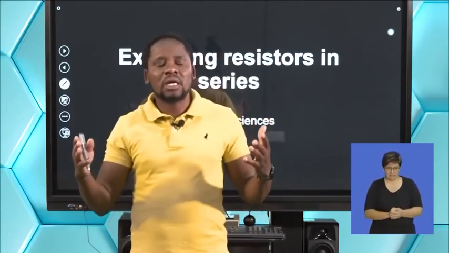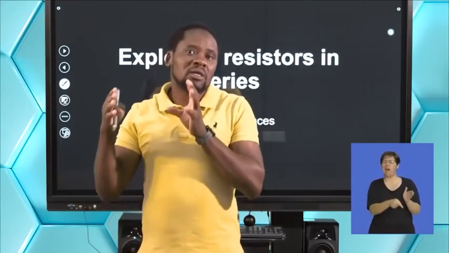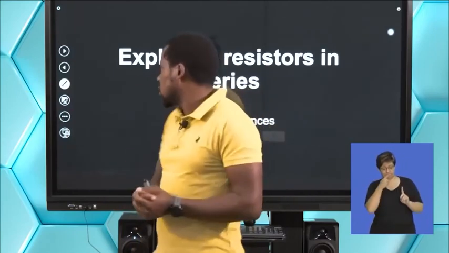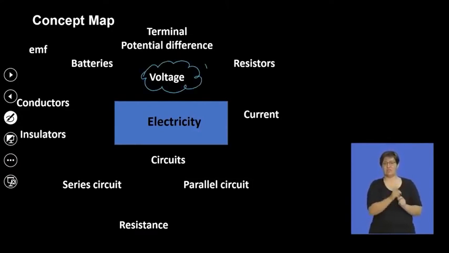Now let's look at the broader overview and try to locate the series resistors in as far as the broader electricity section is concerned. Right. Okay, so without any waste of time, we're already familiar with potential difference, which is the voltage, which has to do with work done per coulomb of charge, okay?